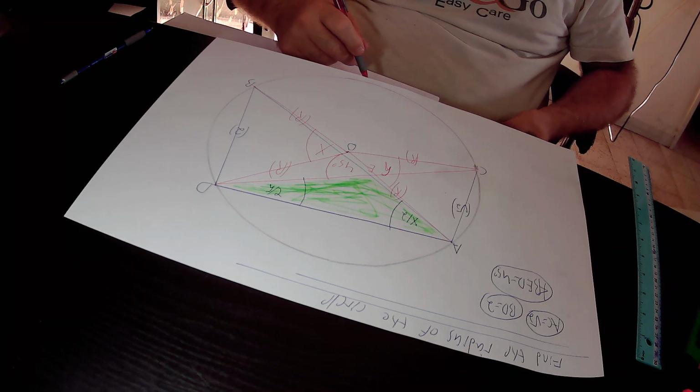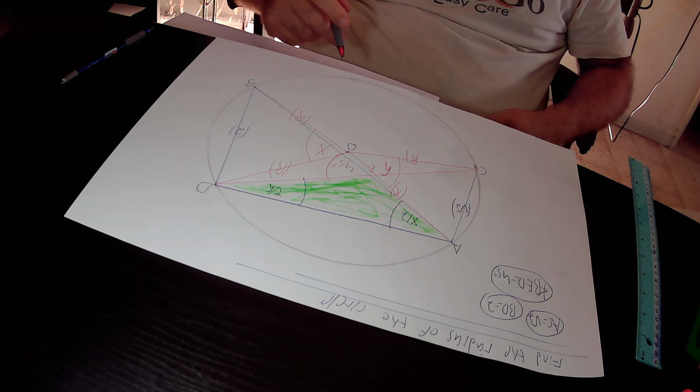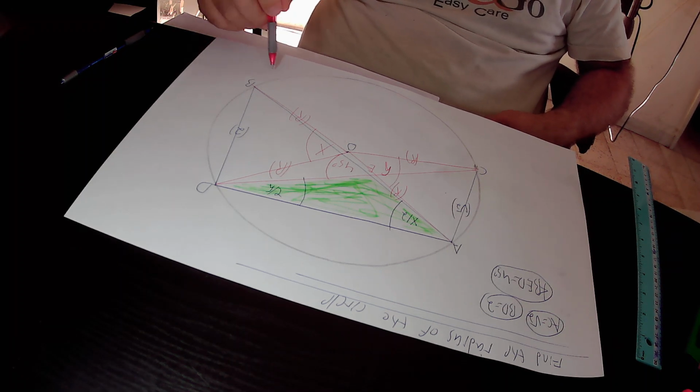So in the next step, I will present to you the law of cosines. I will repeat the law of cosines, and we will implement the law of cosines in this triangle, triangle BOD.